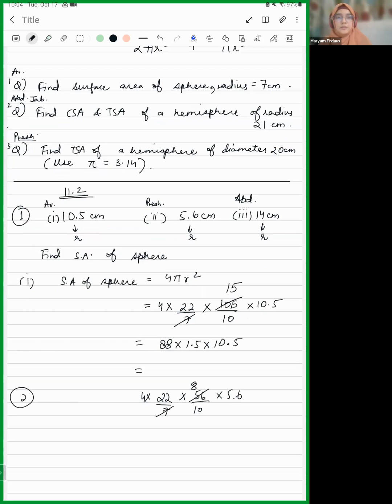Acha, Preshita has given this one. The third one. Okay, theek hai Preshita. Now Preshita, can you do the first one?